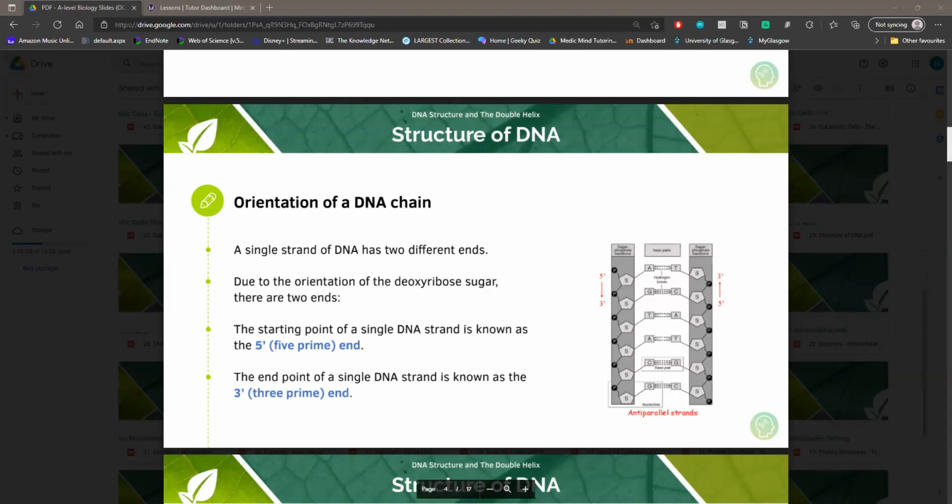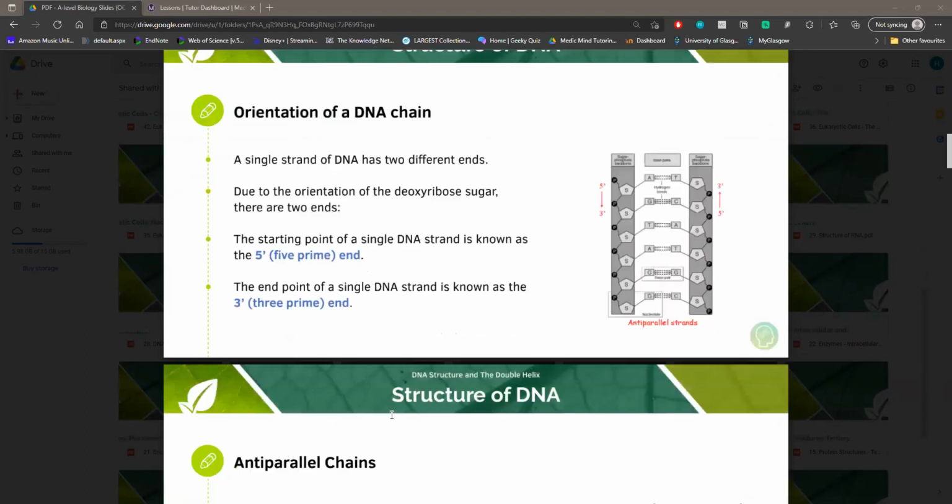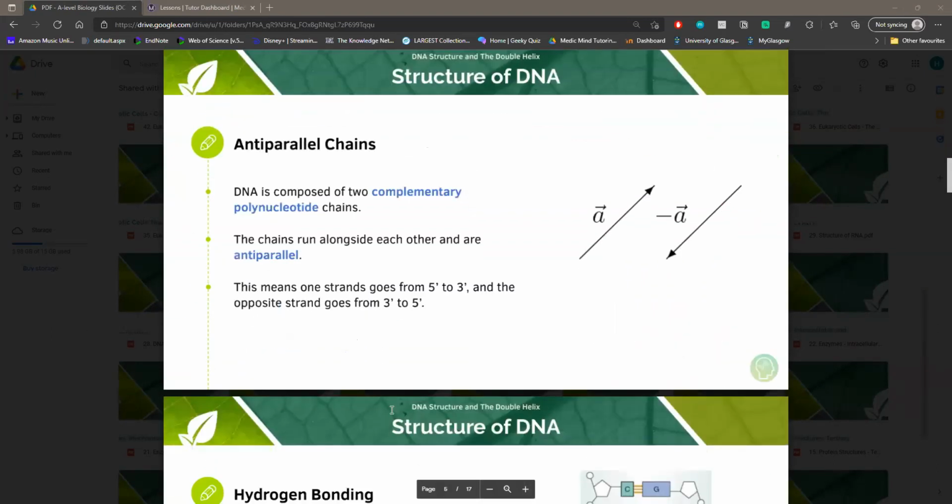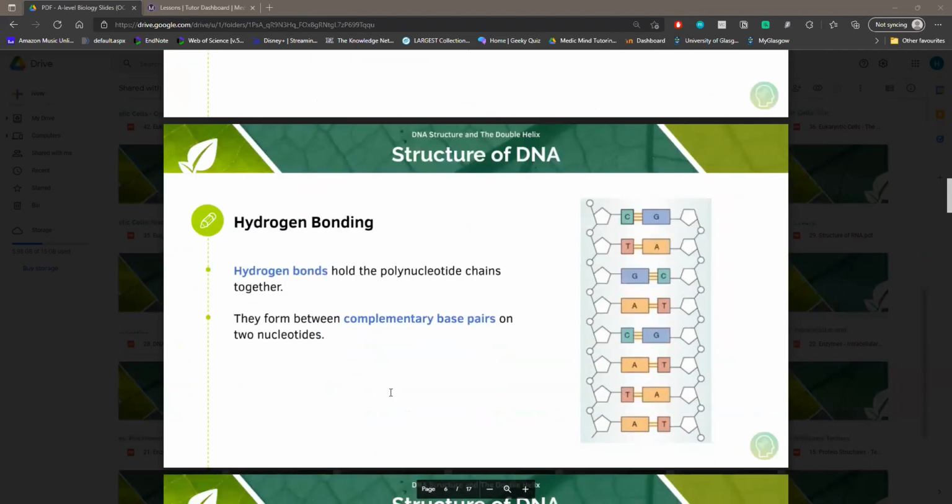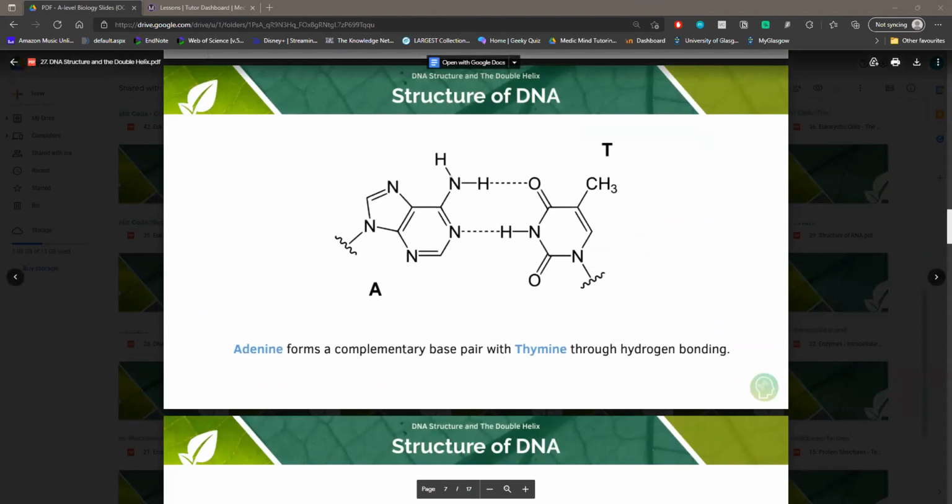The starting point of a single strand of DNA is known as the 5' end. The end point is the 3' end. These two chains run alongside each other and are anti-parallel. Hydrogen bonds hold these together and they form a complementary base pairing structure. The crucial thing to note is that C to G is 3 hydrogen bonds, A to T is always 2 hydrogen bonds.